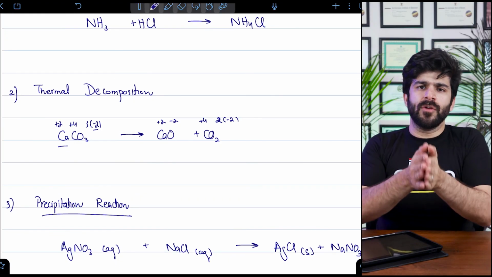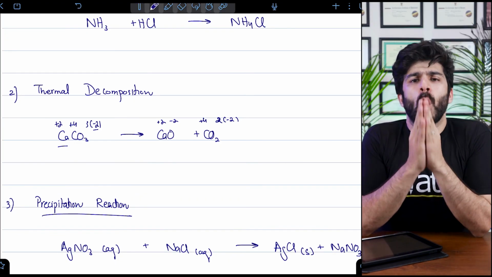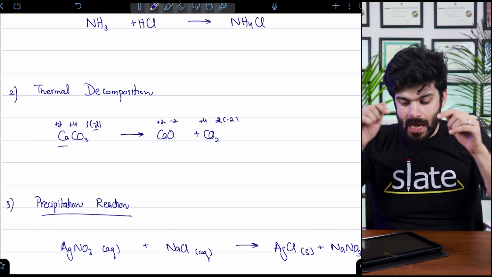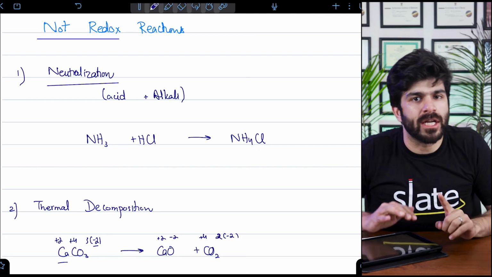So in this lecture, we talked about the oxidation states. We talked about the oxidizing agents. We talked about the reducing agents and their tests. And more importantly, the not redox reactions.